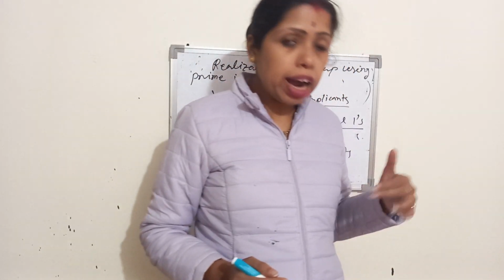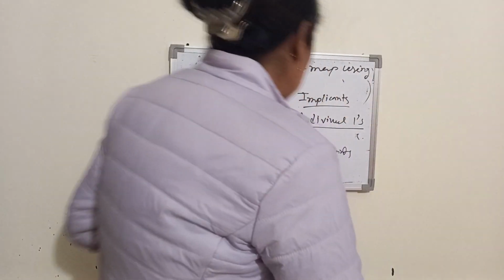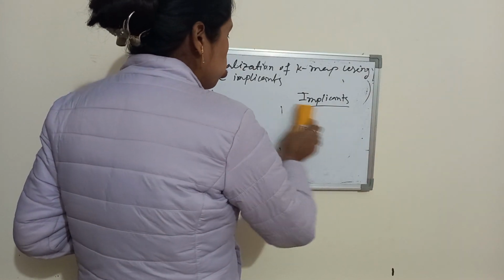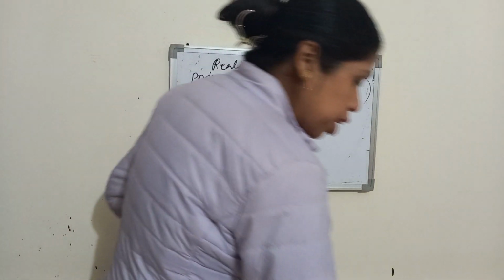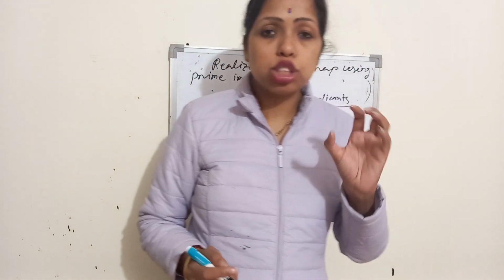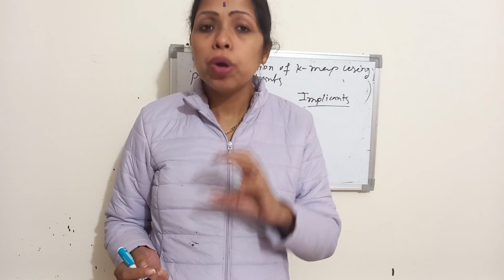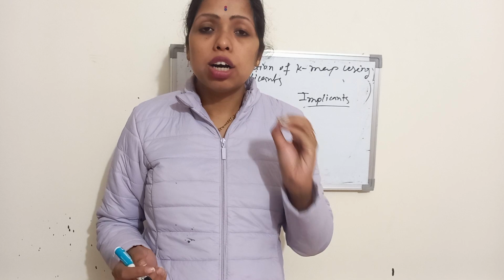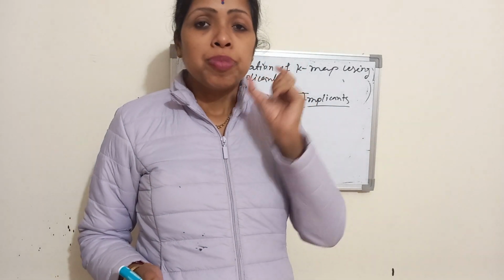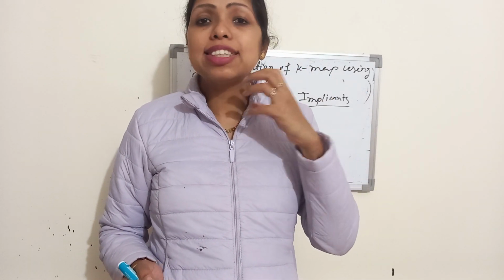Now I come to the higher version of the implicant, that is the prime implicant. For considering the prime implicant, first I have to do the grouping. A prime implicant means the largest possible group which is covered by adjacent ones. This is the prime implicant: the largest possible group which includes adjacent ones.